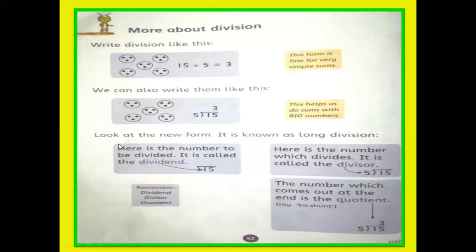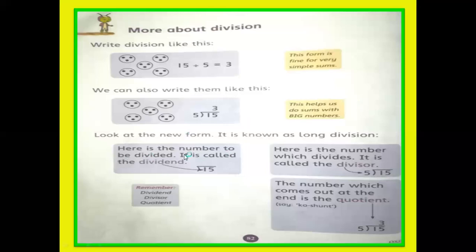Okay. Look at the new form. It is known as long division. So remember this form, this shape, it is used for long division. Maybe a question will come in MCQs: what is this shape called?